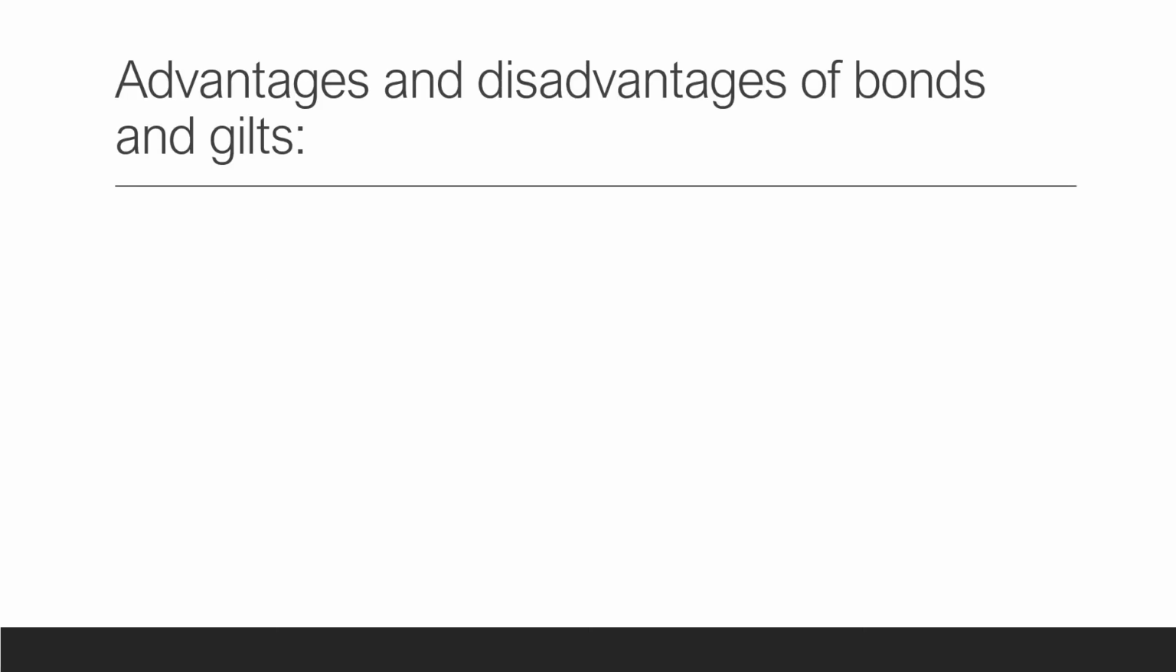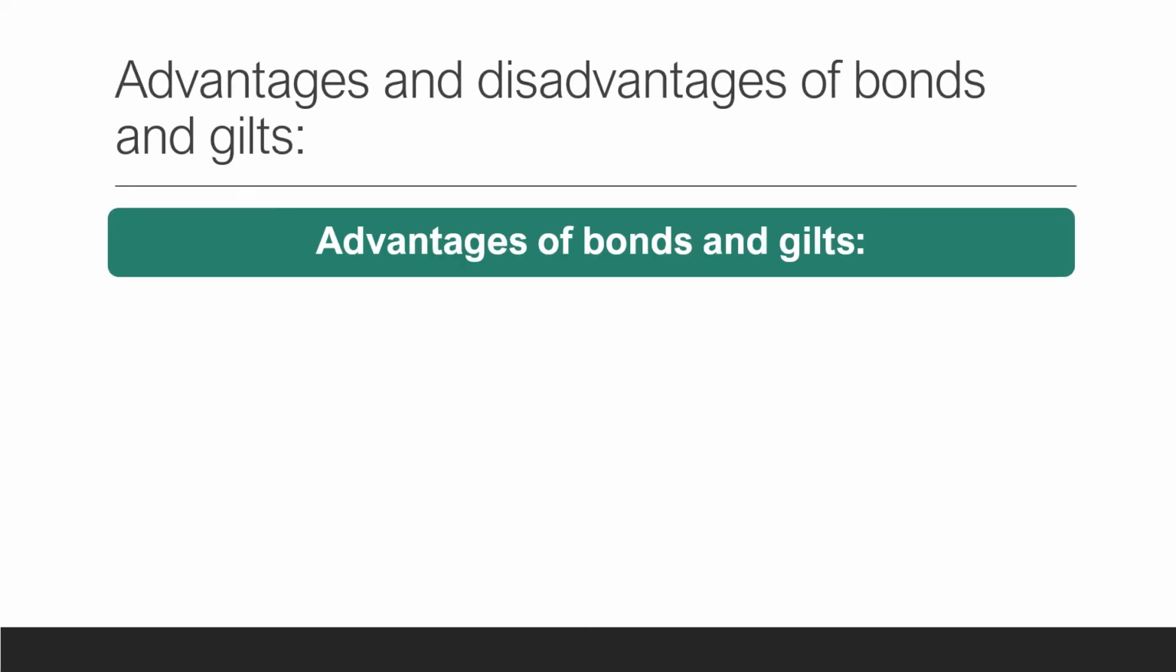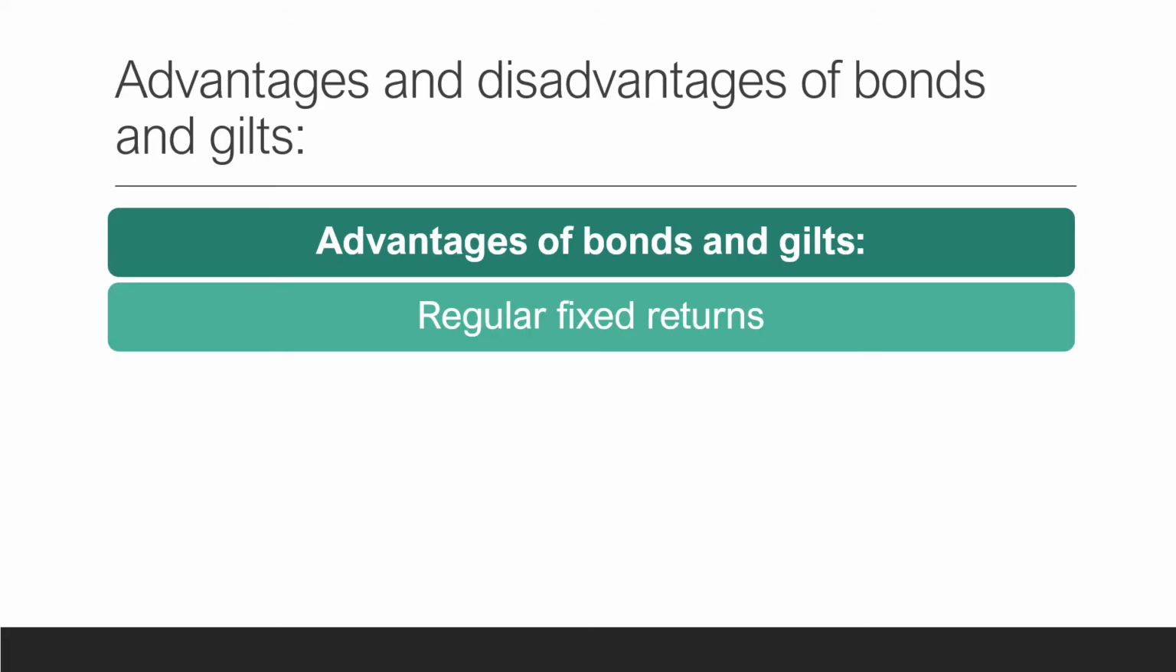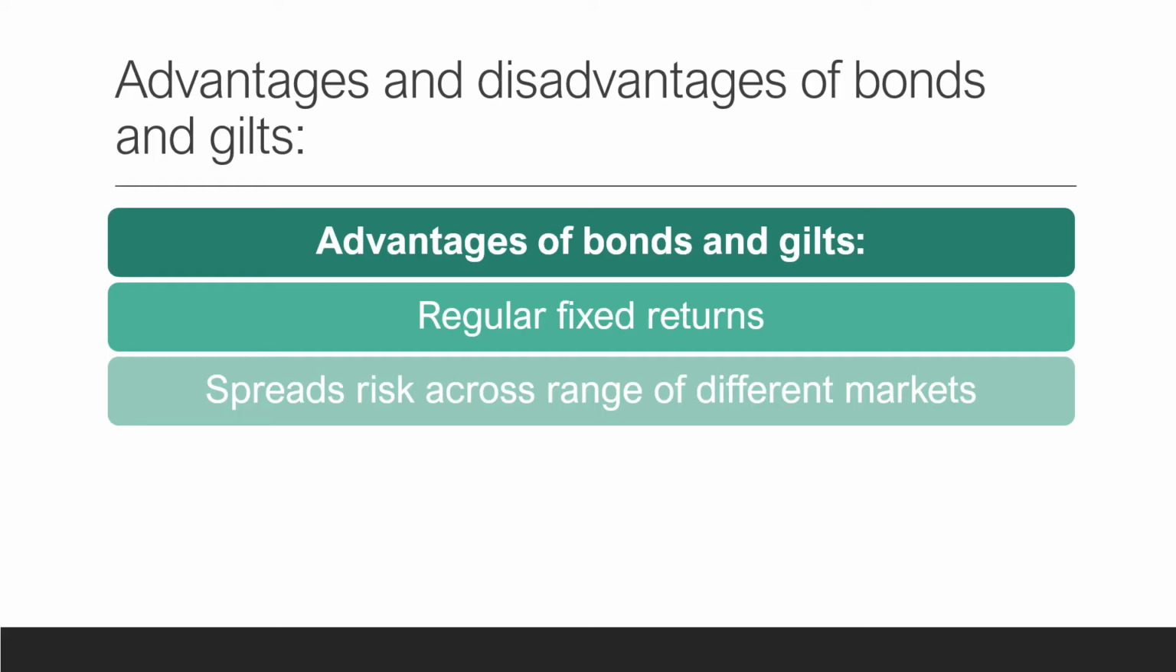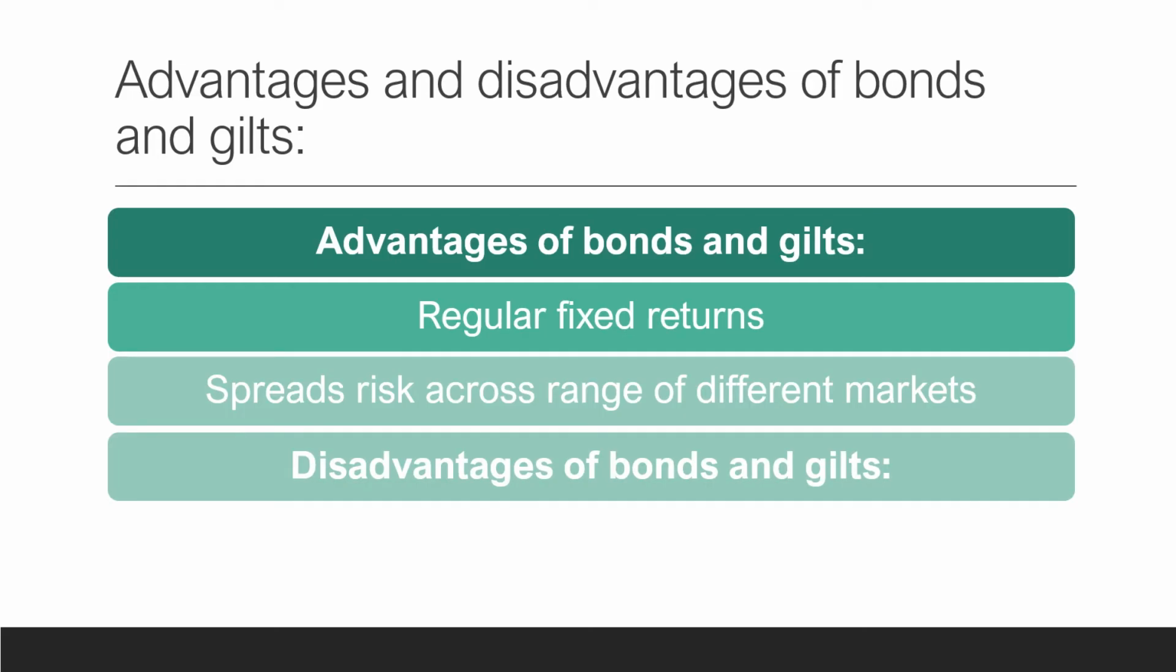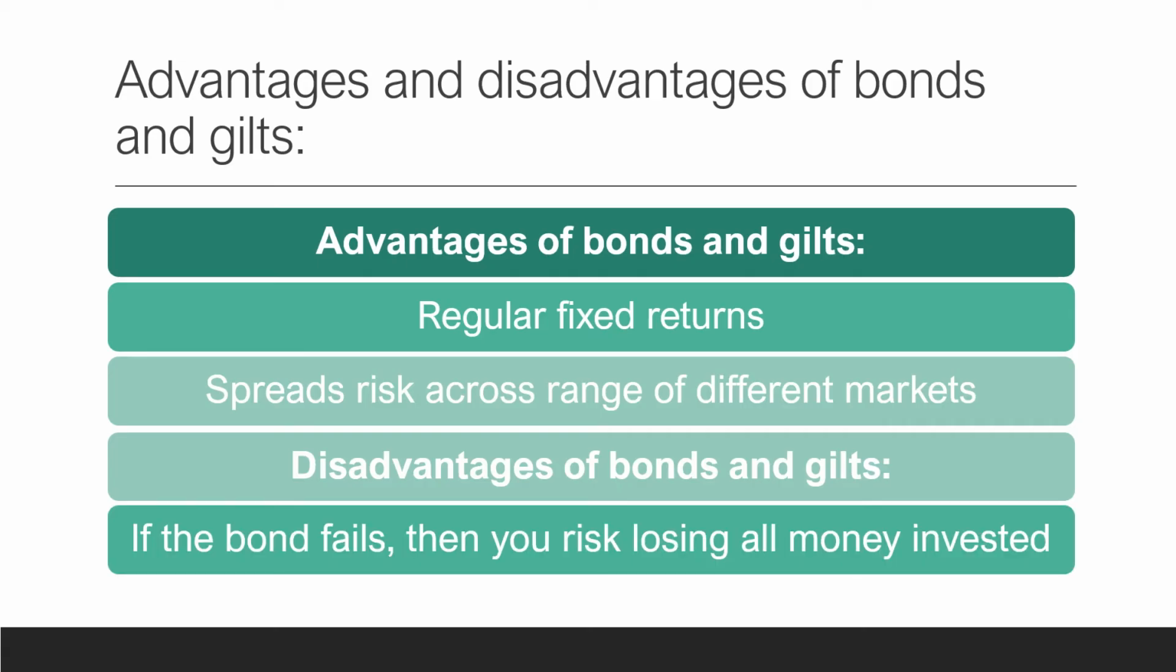What are the advantages and disadvantages of bonds and gilts? The advantage of bonds and gilts is that there are regular fixed returns and it spreads risk across a range of different markets. However, the disadvantage of bonds and gilts is that if the bond fails, then you risk losing all the money that you invested.